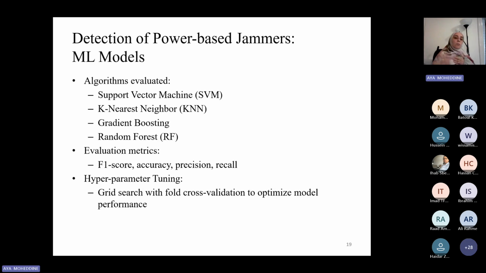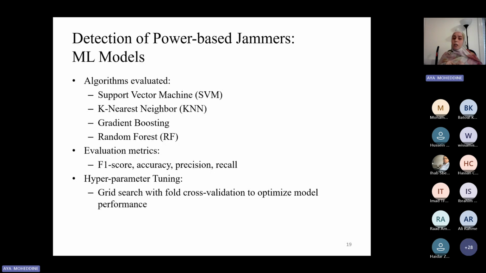The machine learning models that were considered were SVM, KNN, gradient boosting, and random forest. The choice of these machine learning models was based on what is present in the literature, in order to compare our module with other jamming detection modules, but not the power-based jammer, the classical jammers that we already talked about: the constant, the random, and the reactive.